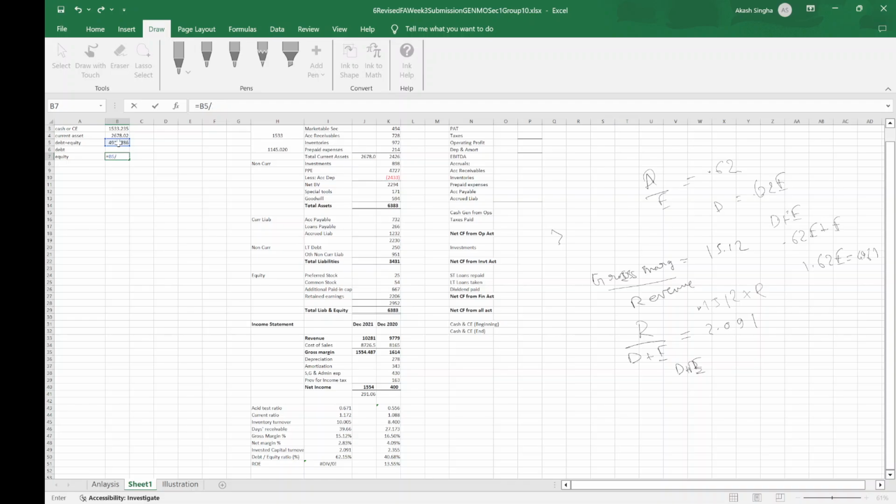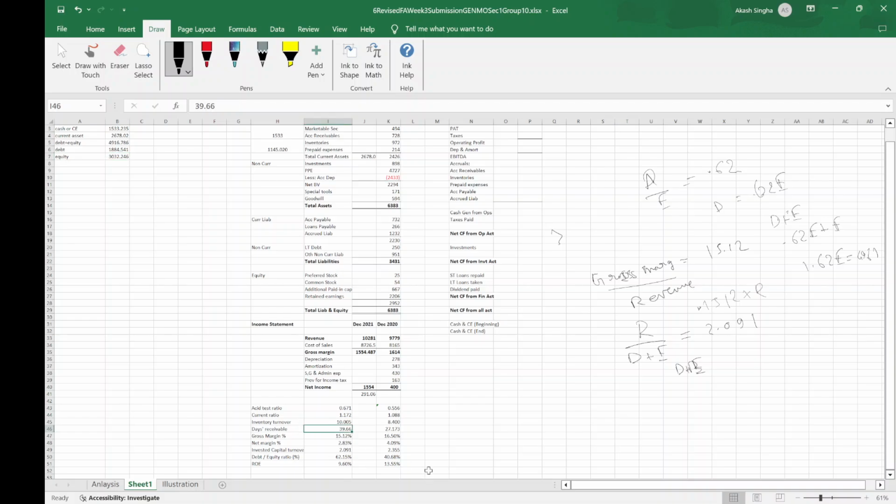So 1 plus this value, and debt equals this minus this. So ROA is 9.6. Yeah. Okay, now we have all the values, but we have not taken one.